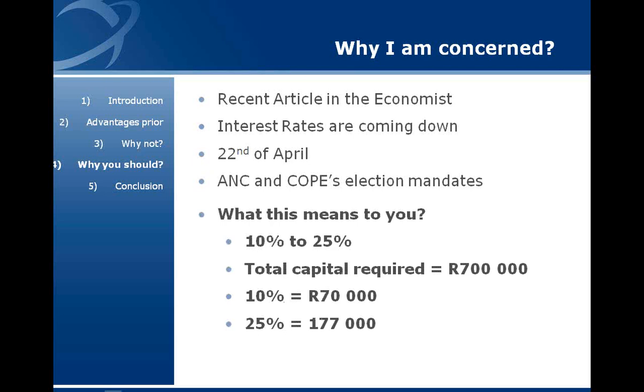If it was to devalue between 10 to 25%, to buy an Australian home, you need roughly 700,000 rand. That's for your deposit plus all your costs, and that's for a nice 4-bedroom home. If it was to devalue by just 10%, that would cost you an additional 70,000 rand. If it was to devalue by 25%, it would cost you an additional 177,000 rand. Now, ladies and gentlemen, think of the impact that that has to you as an individual.